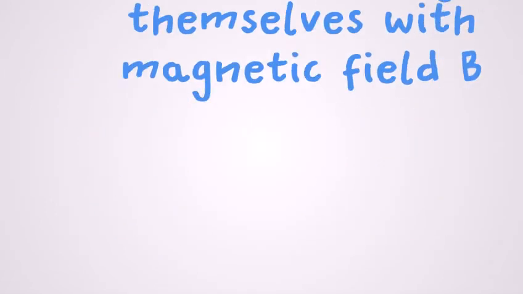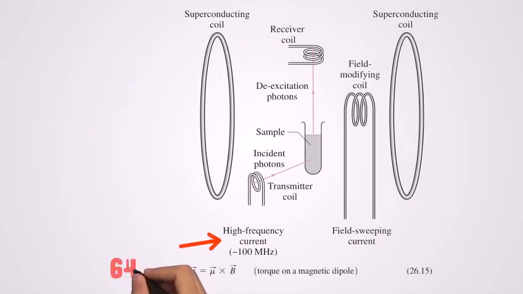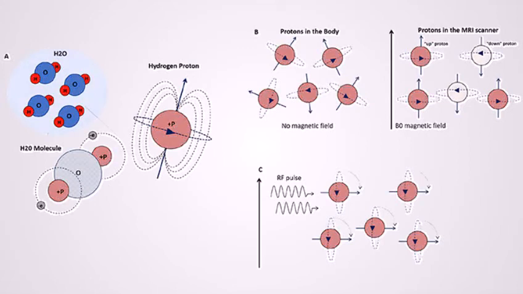magnetic field B. Then, a certain radio frequency, 64 megahertz to be exact, is applied by the scanner's field-modifying coil perpendicular to the magnetic field. The absorption of the radio frequency's photons causes the hydrogen atoms in the blood to jump to a higher energy state and then drop back, emitting energy until they eventually return to equilibrium.